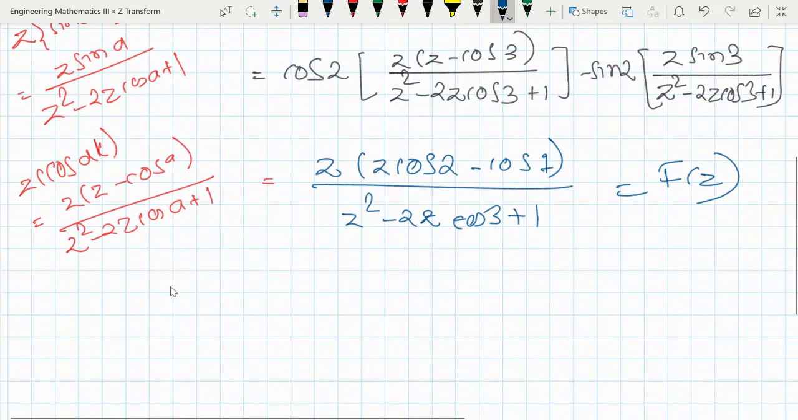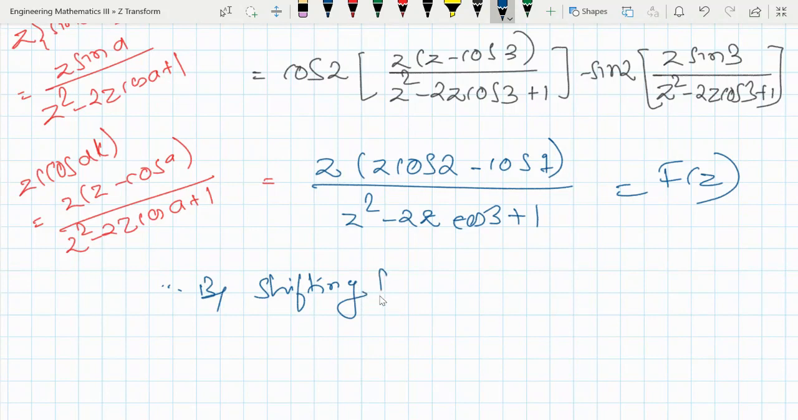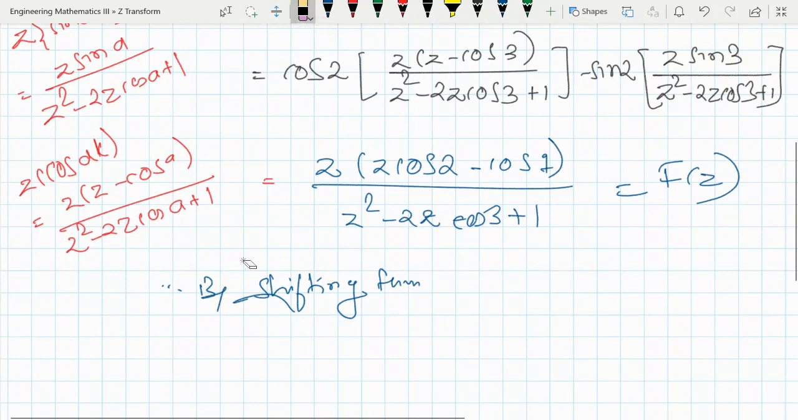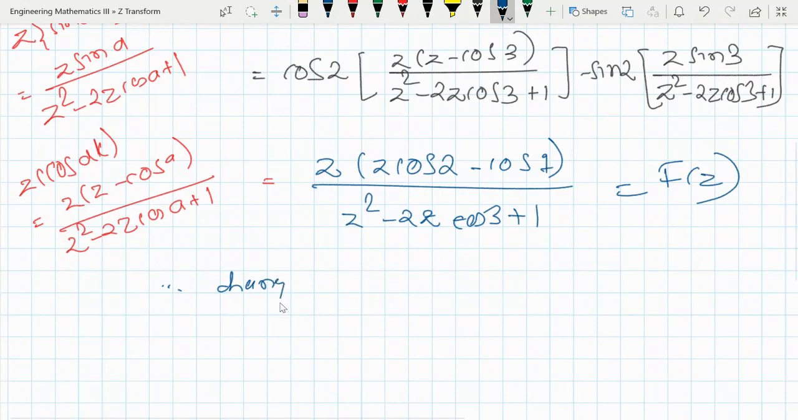Okay, and therefore by shifting theorem, shifting or whatever, the change of scale. Okay, just revise it. Just a minute. Yeah, change of scale property. Okay, not shifting, change of scale. This is the change of scale property. What do I get?